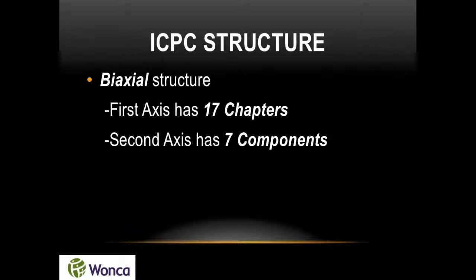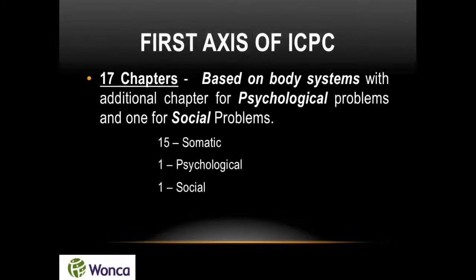Let's talk about ICPC structure. It is a biaxial structure which is divided into 17 chapters and 7 components. Let's talk about the first axis of ICPC. There are 17 chapters and these are based on body systems, with an additional chapter for psychological problems and one for social problems.